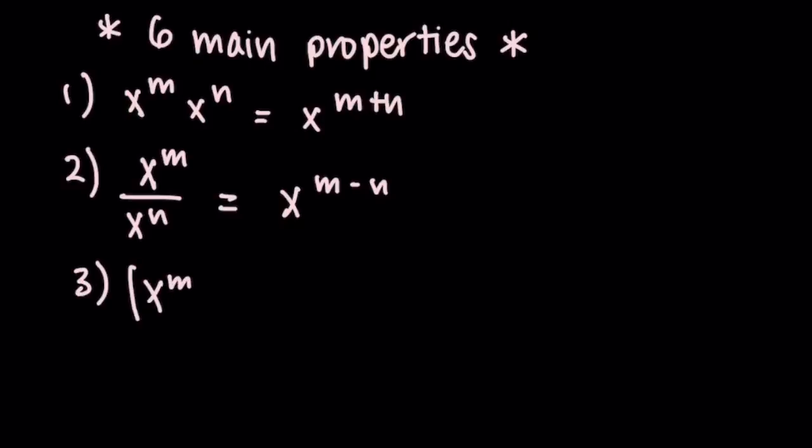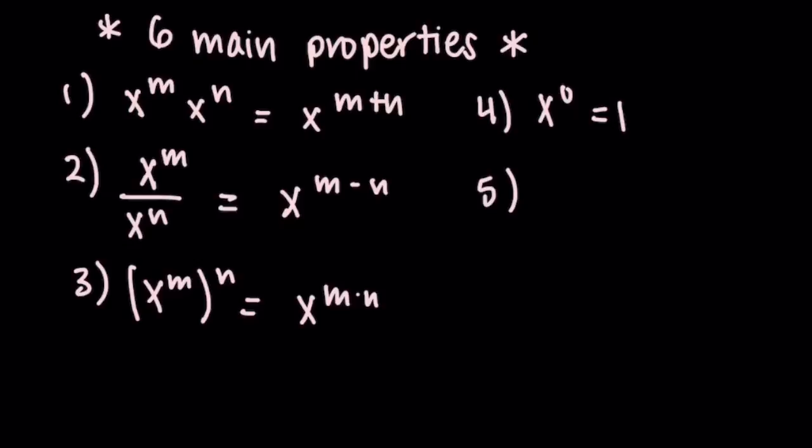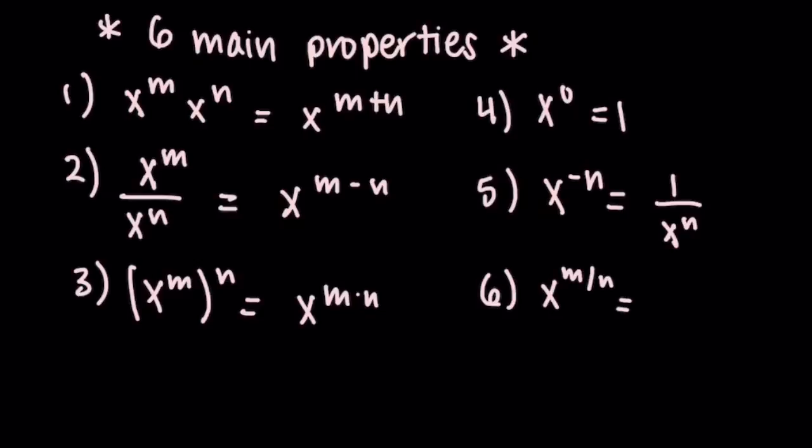The next property you should know is x to the power of m to the power of n is equal to x to the power of m times n. The fourth property to know is any number to the power of 0 equals 1. Moving on, the fifth property is x to the power of negative n equals 1 over x to the power of n. In this case, since the exponent is negative, you take the reciprocal of the number and change the exponent to a positive number. The final property you should know is x to the power of m over n is equal to the nth root of x to the power of m.